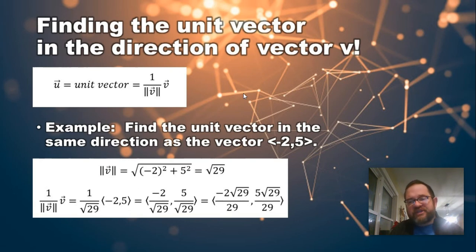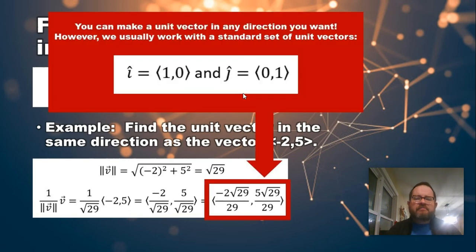Unit vectors are pretty slick. There's going to be all kinds of useful things we can do with them. And they can be in any direction you darn well want. However, most of the time we're going to work with a standard set of unit vectors. A unit vector that we're going to call i hat. That little upside down V on top of the i is called a hat, which is clever. Anyway, i hat is equal to the vector 1, 0. It's a unit vector just pointing down the x-axis. And j hat, which is 0, 1, is a unit vector pointing up the y-axis. Those are called the standard basis vectors.